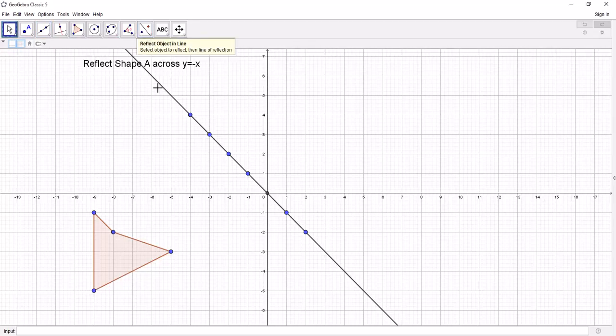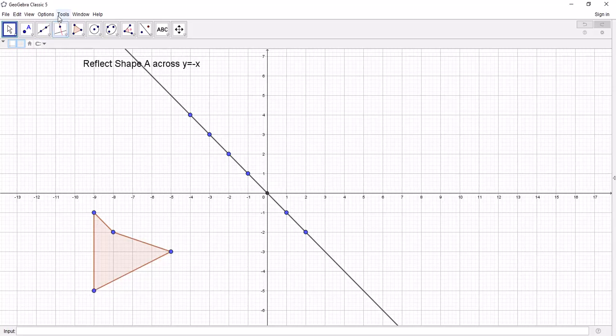So now we need to reflect the shape across this diagonal line. Now, the only 2 diagonal lines that they tend to give you are either y equals x, where your points would be 1 and 1, 2 and 2, 3 and 3, 4 and 4, 5 and 5, or y equals minus x, which faces this way, whereas y equals x would face this way because it's a positive gradient.